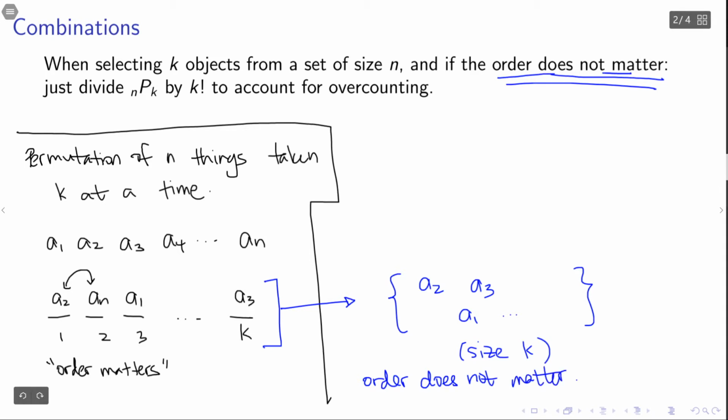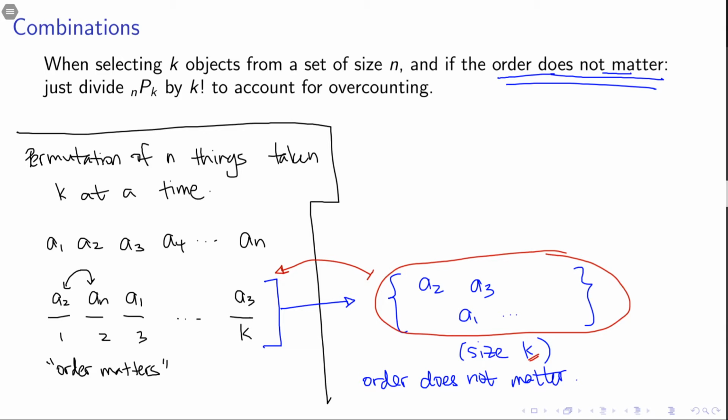And well, we know how to deal with this, right? What we basically have to do is say, for each possible set that you're getting here on the right, how many times would this appear as a permutation? Well, if there are k things in this set, then there are k factorial ways of ordering them. And so really what this means is this nPk term that we have for permutations overcounts the number of combinations by exactly k factorial.